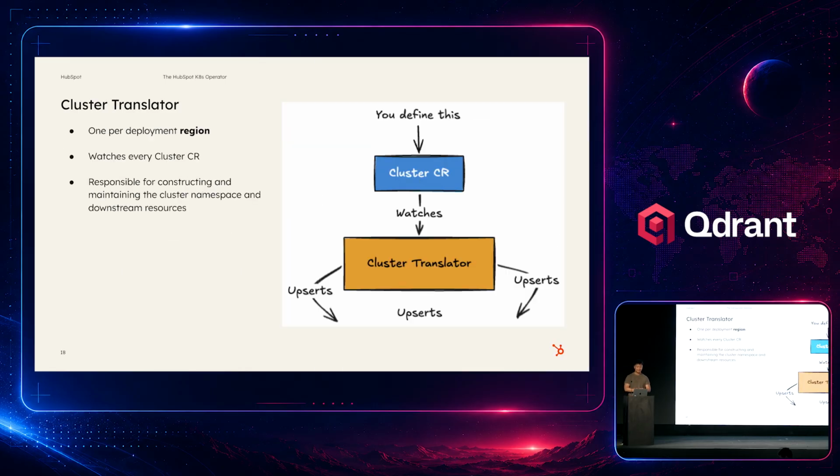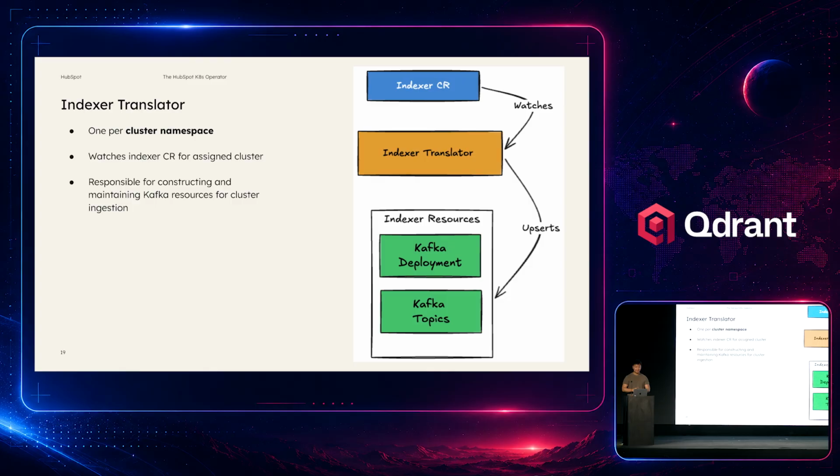So at the very top of the operators architecture, we have the cluster translator. This is deployed per deployment region. We have clusters across 5 different regions at HubSpot. Basically, the cluster translator watches the cluster custom resource, and it's responsible for constructing and maintaining the namespace and all downstream resources.